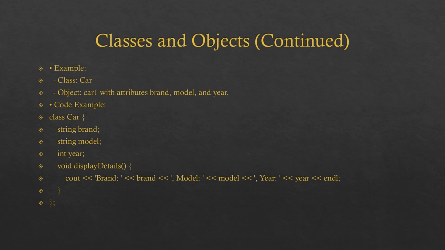To give an example, consider a class named car. It may have attributes like brand, model, and year. You can create different objects of the car class, such as car1, car2, each with specific values for those attributes. Here's a simple code example to represent this.